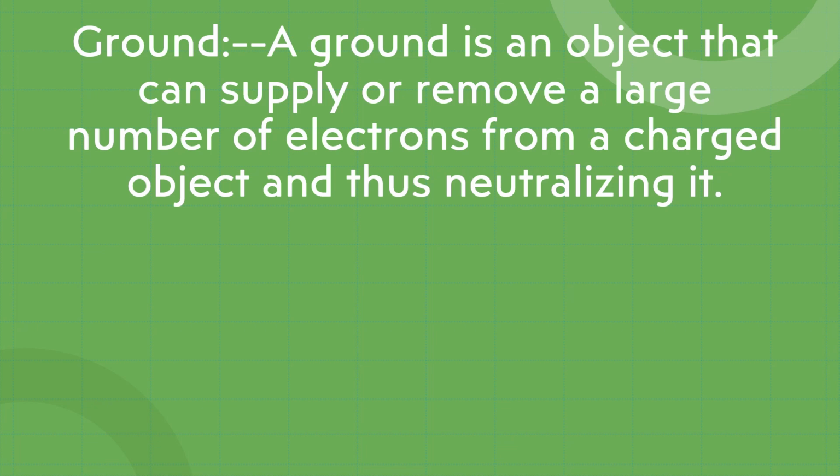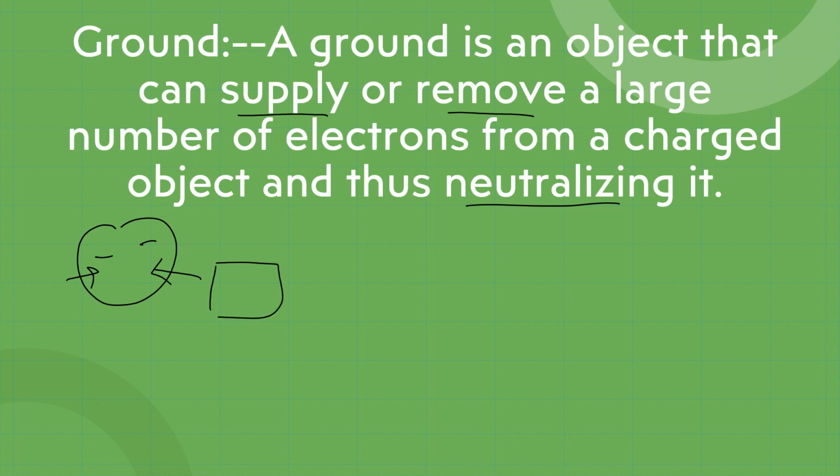What is a ground? A ground is an object that can supply or remove a large number of electrons from a charged object and thus neutralize that object. For example, when there is an excess of electrons on the object, it is negatively charged. So what will the ground do? The ground will take these electrons. Ground acts as a reservoir. When there is an excess of electrons on an object, the ground absorbs the electrons from that object.